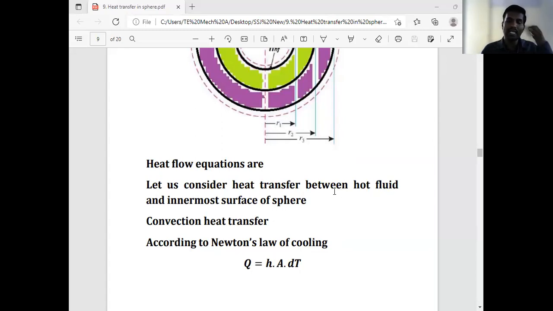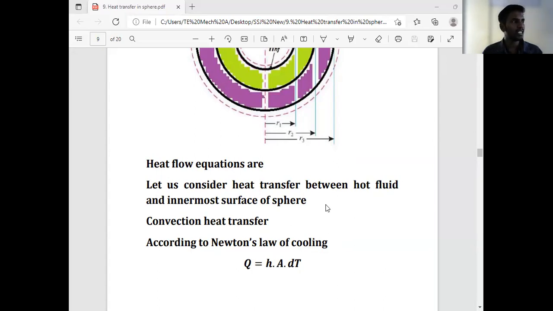Let us consider heat transfer between the hot fluid and the innermost surface of the sphere. The fluid and the inner surface will have convection between them. Innermost surface of the sphere. As we know that fluid is there, so convection heat transfer is there, and for convection, Newton's law of cooling applies. What is the standard equation?